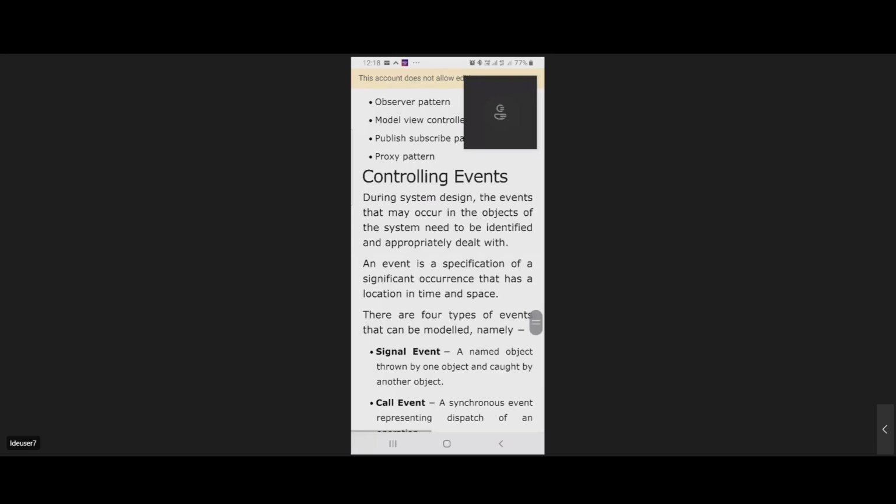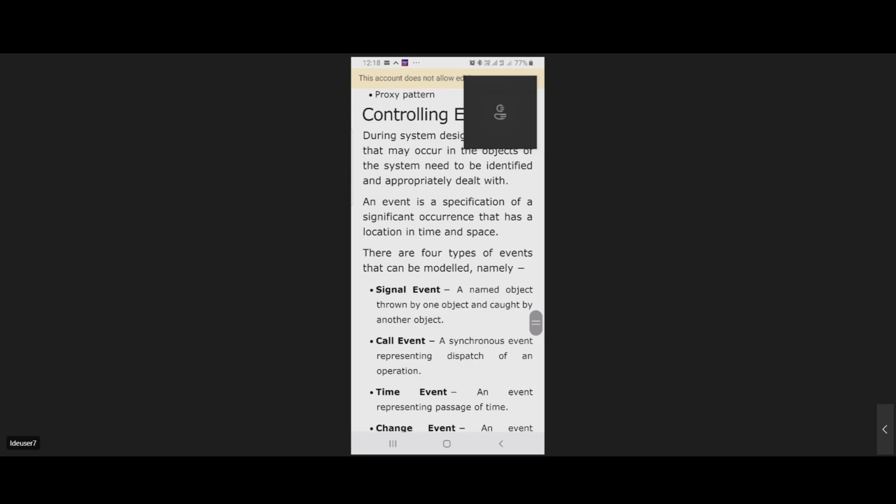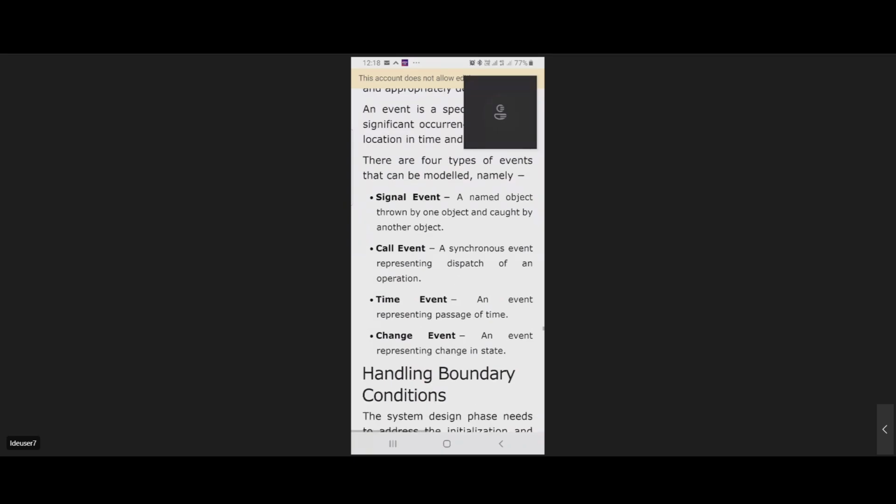The controlling events, how to control the events. During system design, the events that may occur in the objects of the system need to be identified and appropriately dealt with. An event is a specification of a specific occurrence that has a location in time and space. There are four types of event that can be modeled, namely signal event, call event, time event, and the change event.